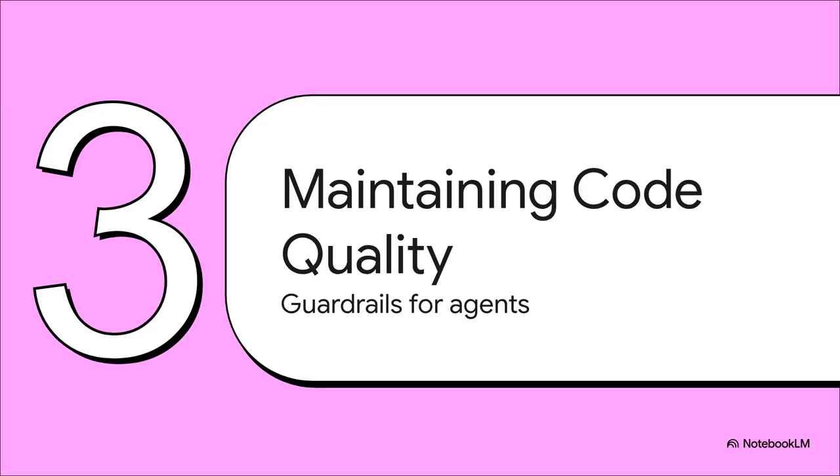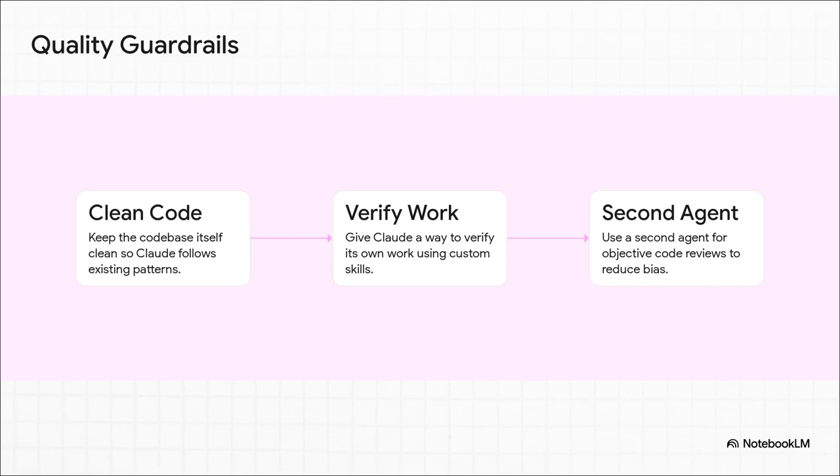Section 3. Maintaining code quality. Setting up guardrails for your agents. So now that we know how to actually build these incredibly powerful loops, we need to shift gears for a second. We have to talk about how to safely manage them. Because let's be real, an agentic loop is only as good as the environment it's running in. The quality of a loop's output depends heavily on the system and the guardrails you build around it.